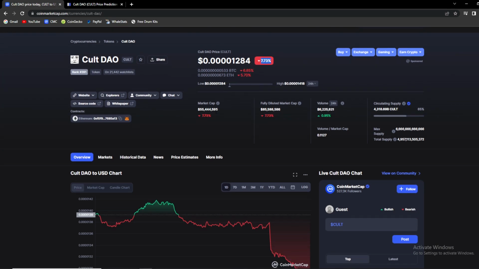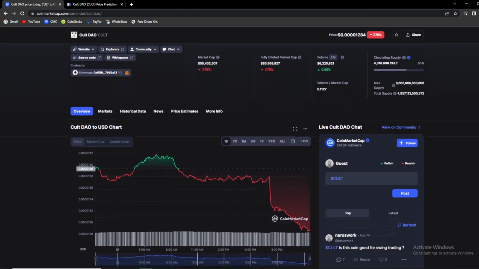So guys, current market cap is at $55.44 million, while fully diluted is at $85.56 million. Current volume is at $6.22 million, and it is up by almost 1%, which is a good thing to see.